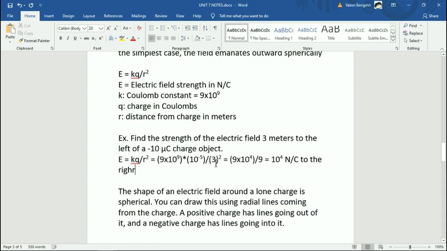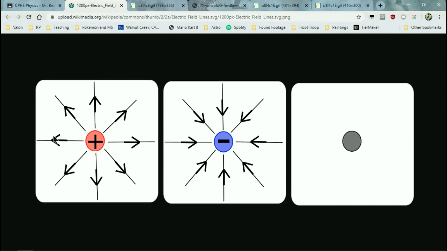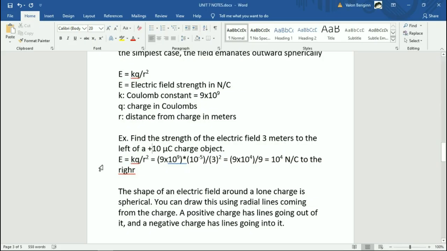And conversely, if I change this to say, what if it's a positive microcoulomb charge? Again, the math is the same because I said to ignore the negatives and positives for the actual math. It's still 10 to the 4 newtons per coulomb, but now if I'm to the left of a plus 10 microcoulomb charge, I'm over here. Now the field is pointing to the left. Just realized I spelled it right wrong because I'm smart.